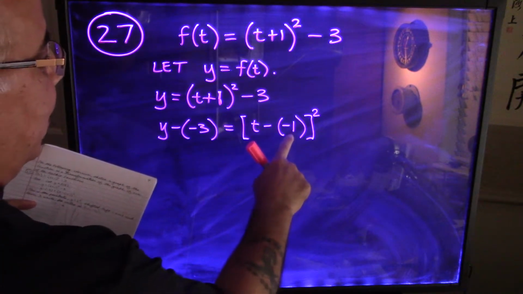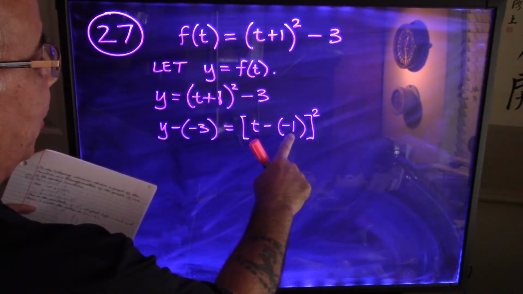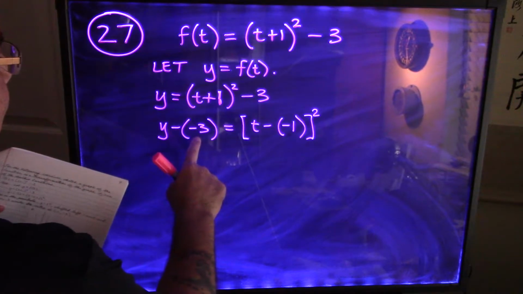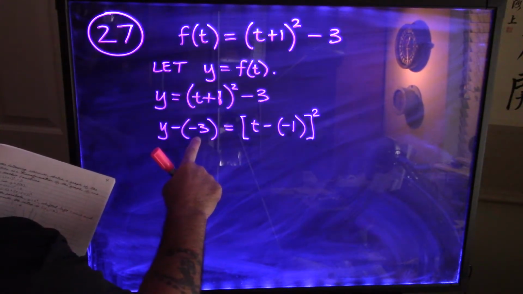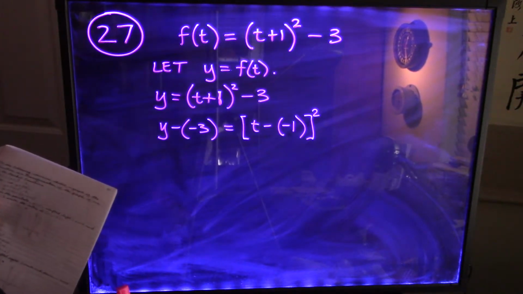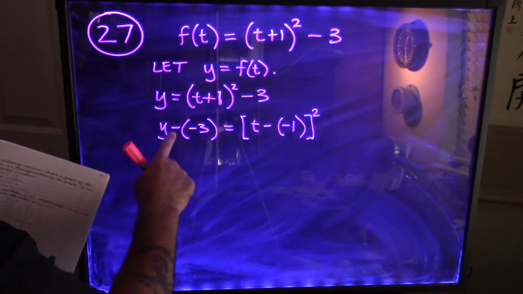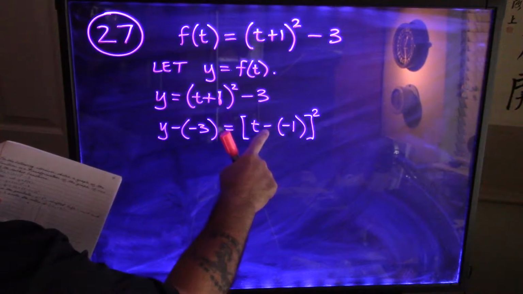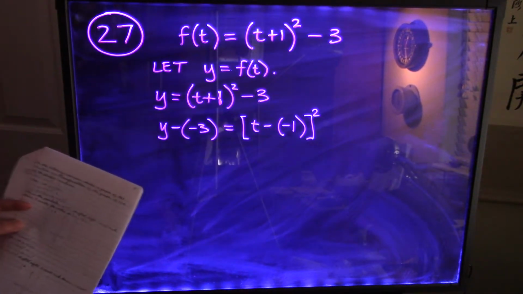Alright, so it's going to be a left shift 1 unit, and here we're going to have a shift down 3 units because it's a -3. Alright, remember the format, y minus and x minus, or t minus in this case.